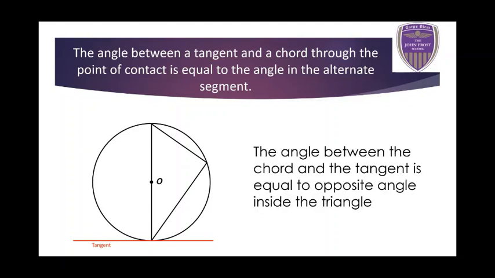So if we're given a shape here, as you can probably see already, it looks like we've got a triangle going on here. We've got our tangent, and say we were given this angle here. So the theorem says that the angle in the alternate segment is going to be the same as this angle, if we label this x.